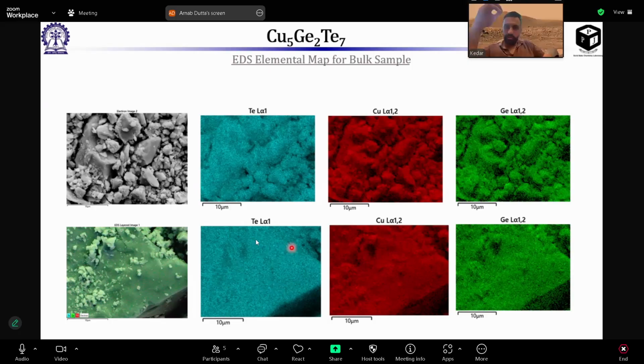This is done in NTU, right? This is done in India. This is in the newer SEM, not the old one, right, Jayanta?